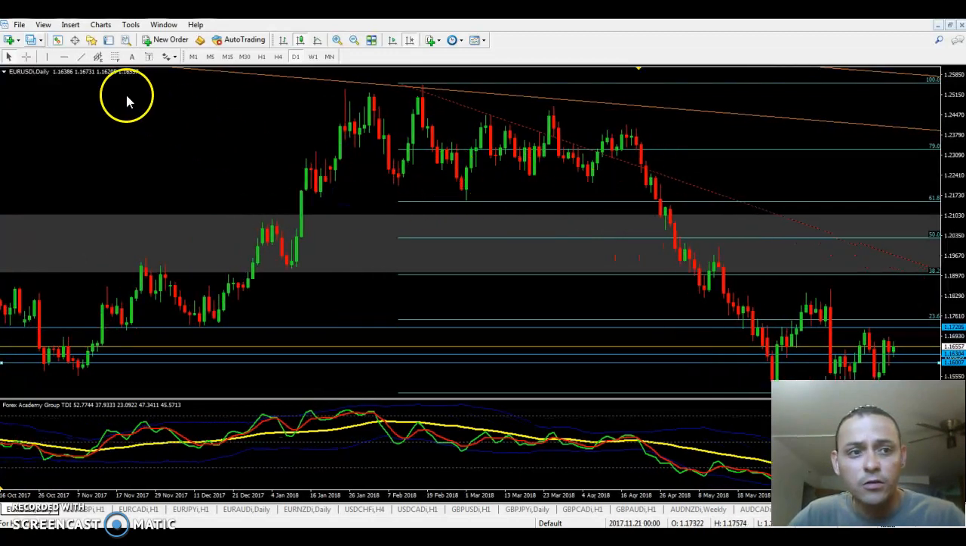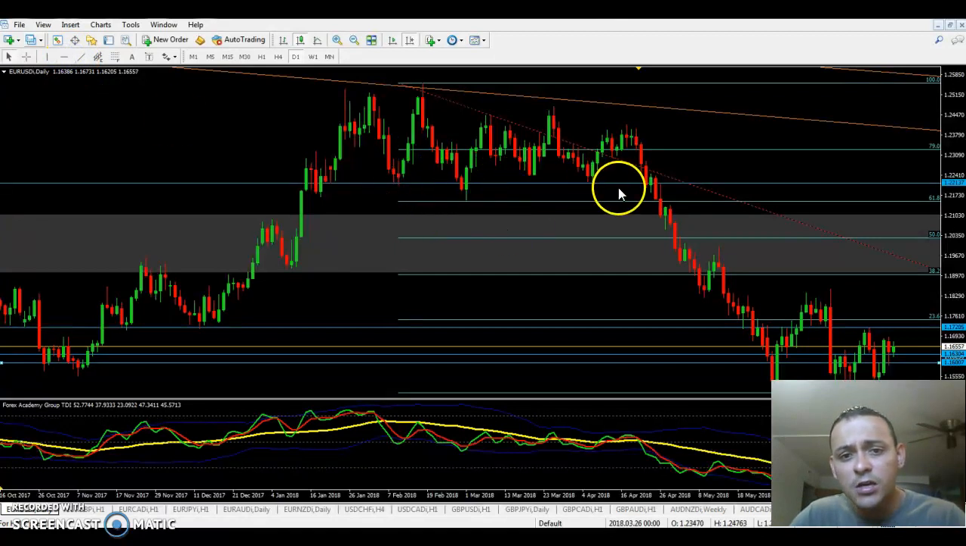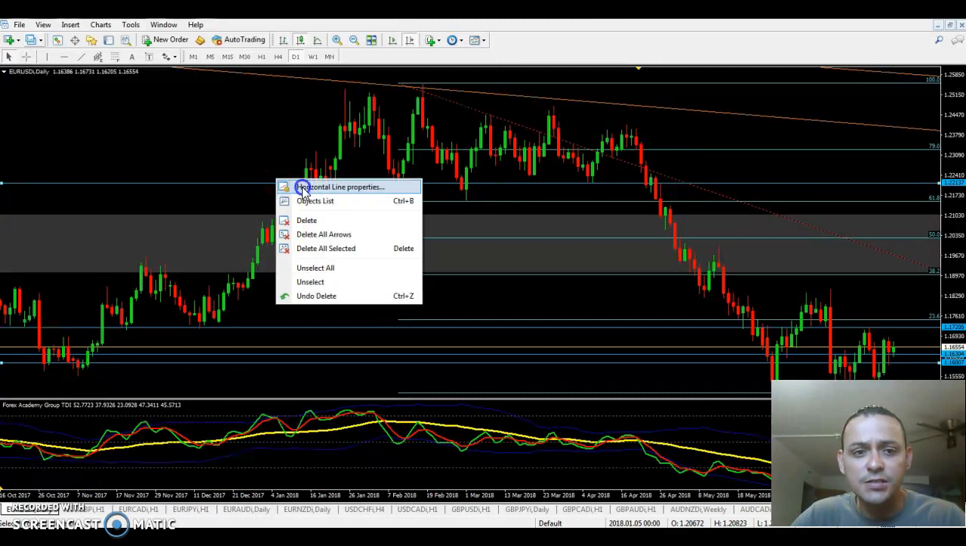Right, looking left. Look at this nice support area. I'm going to go ahead and change colors here.